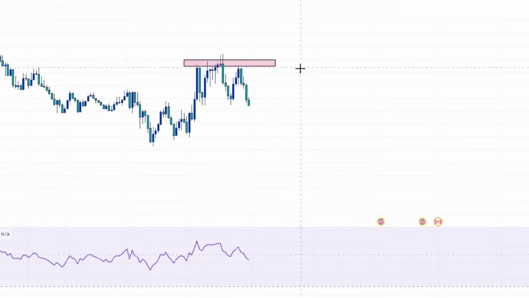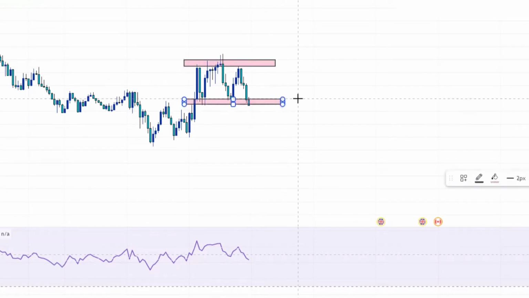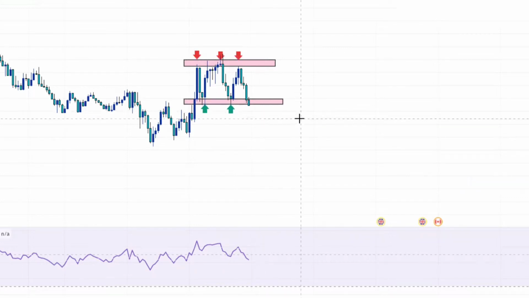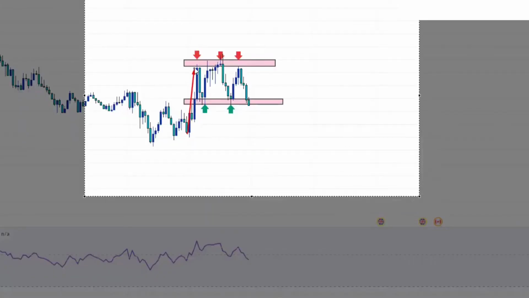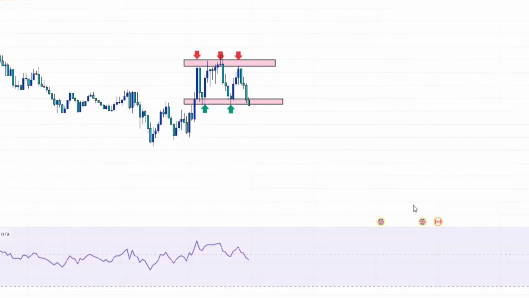We will draw resistance and support area. Market is following resistance and support area and range bound pattern. We will draw wave line. By drawing the wave line, we know in which direction the market will go.